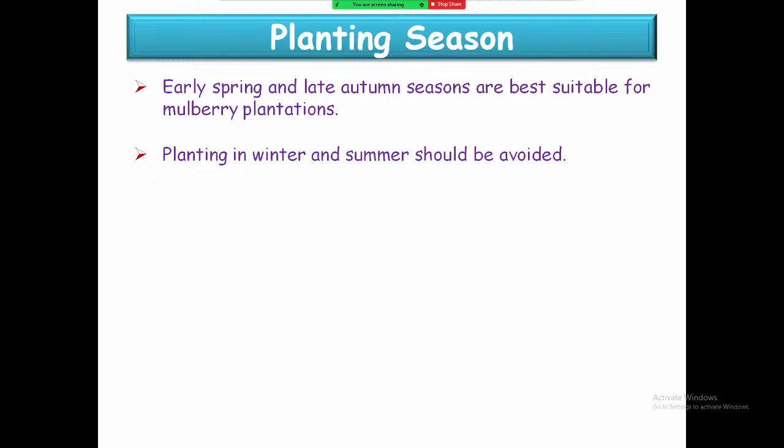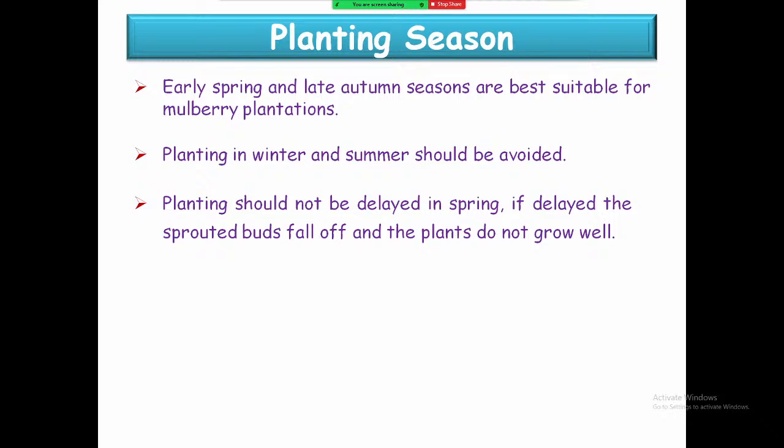Then plantation in winter and summer is not suitable for mulberry plantation. So you can avoid these two seasons. And the planting should not be delayed in spring. When you go for plantation in the spring season, it should be early spring. Do not plant late in late spring. So you can plant it in early spring.